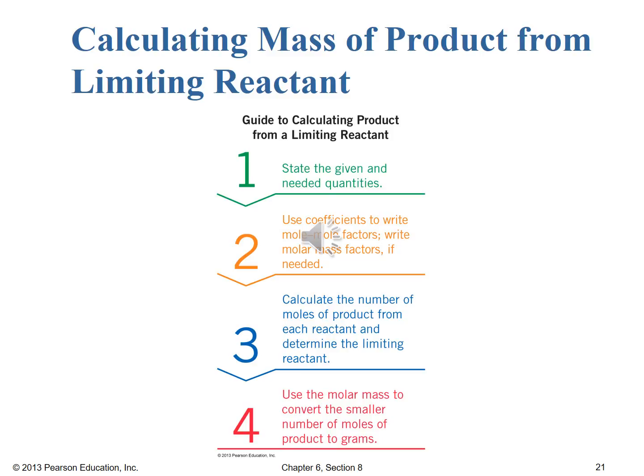Number 3, calculate the number of moles of product from each reactant and determine the limiting reactant. And then finally, number 4, use the molar mass to convert the smaller number of moles of product to grams of product. And then if we happen to have the actual yield, we could even find the percent yield as we did earlier in this lecture.